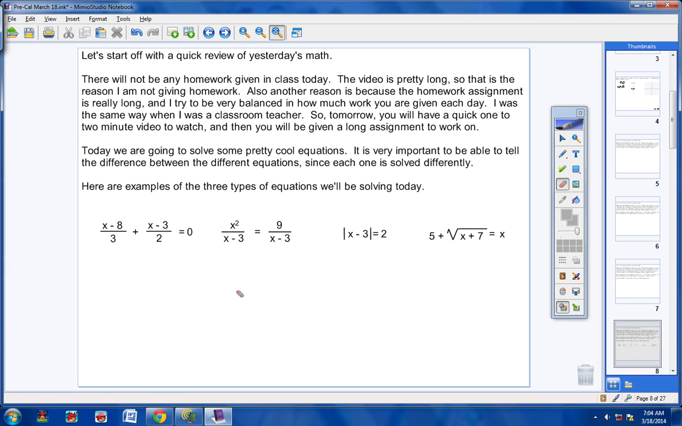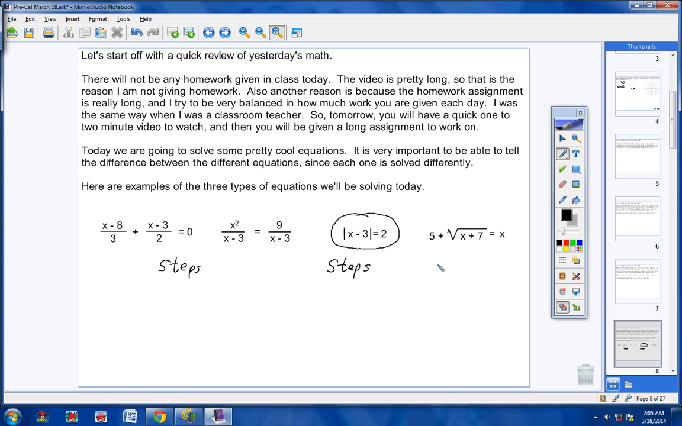Rational equations are equations like this that have these fractions in them, okay? We call them rational equations. And I'm going to give you steps later on how to solve those, okay? Obviously, this equation here is called an absolute value equation, because you have an absolute value with an x inside. And I will give you steps later on how to solve this type of equation.